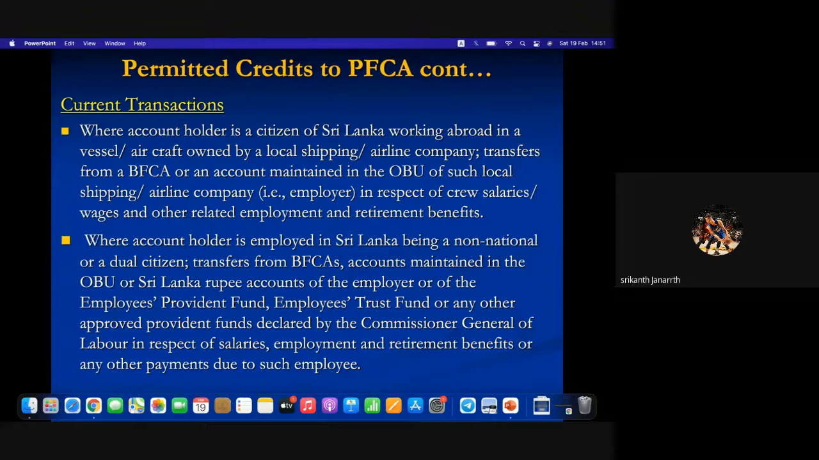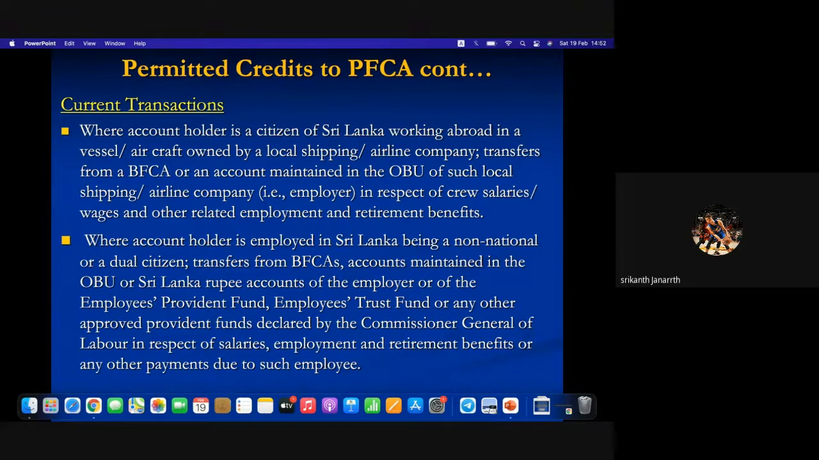Say you are a person working for a Sri Lankan ship as a crew member. The Sri Lankan shipping company has a BFC account, or might have an offshore banking account, and they can transfer from their account as remuneration of your salary, because you are working as a crew member in the Sri Lankan vessel, which has an OBU account or a BFC account. They can transfer from there, right?